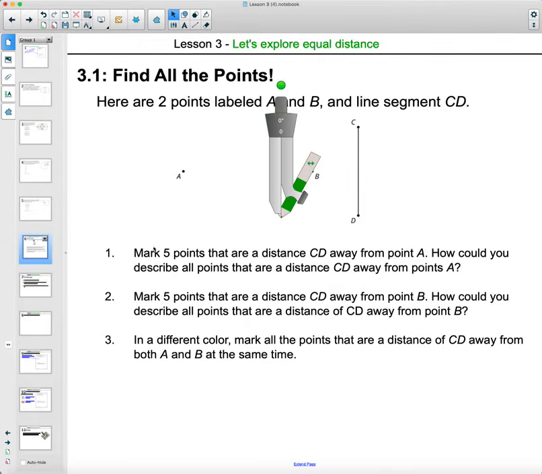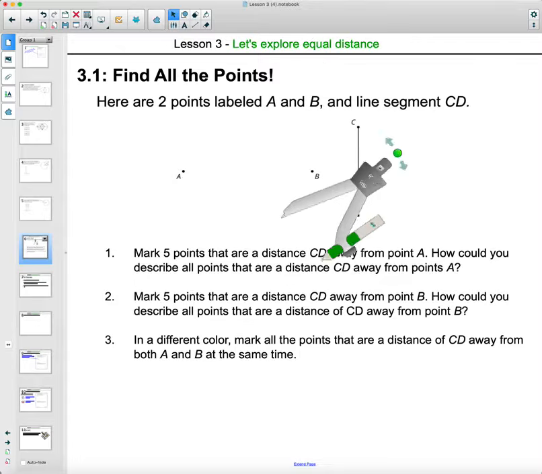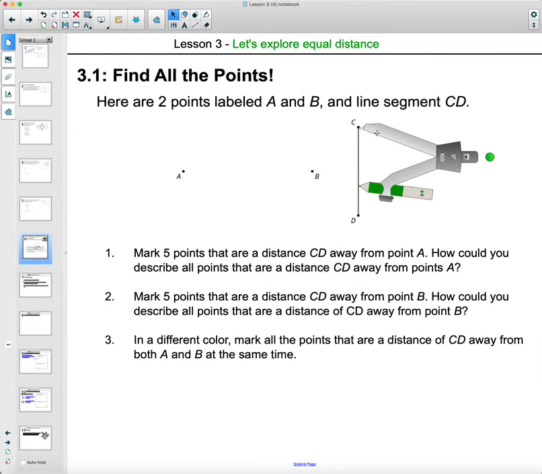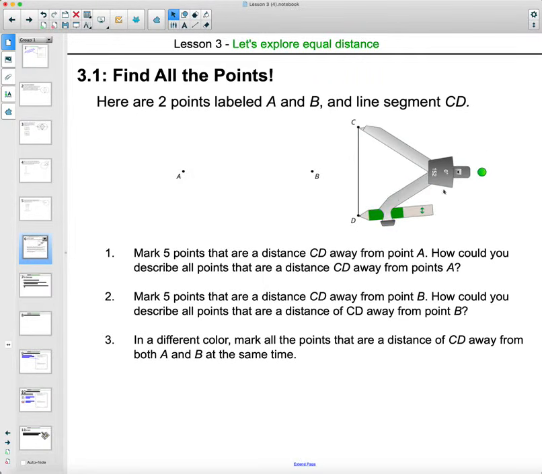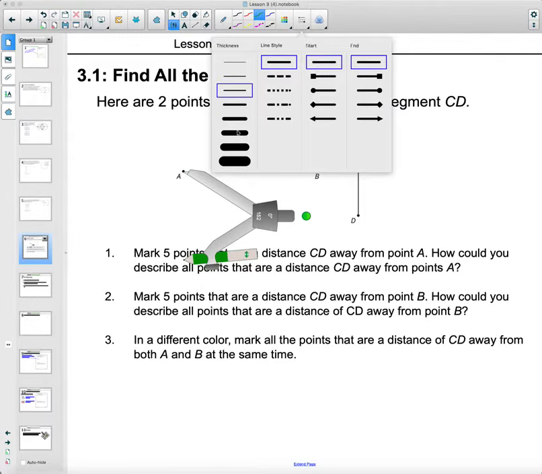So when it asks you to mark 5 points that are CD distance away from A, you've got your compass. So you can open your compass to be the width CD. Now you know that this distance set right here is the same distance as segment CD. So then you can move it to A, and you can draw some different points. So find 5 points that are CD distance away.